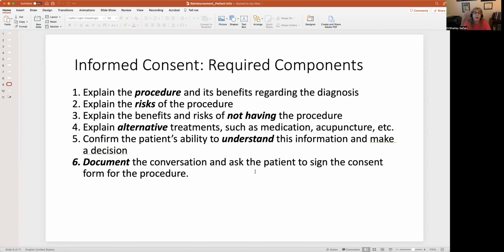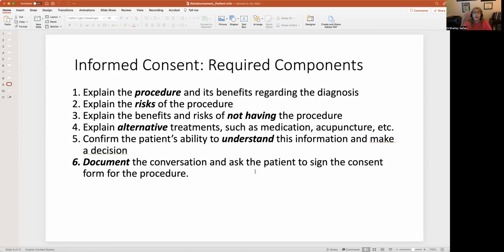Number one, if it needs general anesthesia, you could die. All right, but you could die crossing the street. Whatever else possible could go wrong. This is required. It's the only way the patient can make an informed decision. Then explain the benefits and risks of not having the procedure. So patient, if you say no to this procedure, here's what could happen.